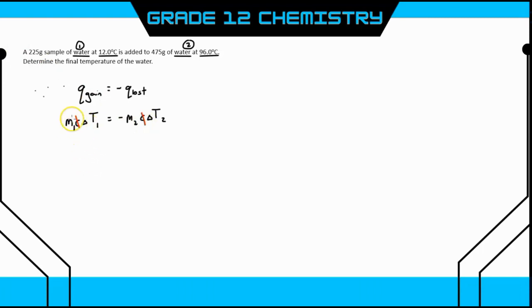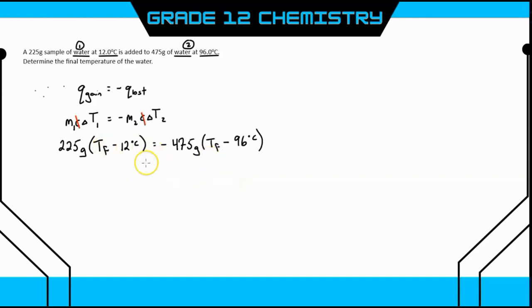So now what we're left with is the first mass, which is 225 grams. Multiplied that by the change in temperature. Change is always final minus initial. So the final we don't know. And the initial for this sample was 12 degrees. And that's going to equal the negative of this mass, 475 grams. Again, we don't know the final temperature, but the initial temperature of our second sample is 96 degrees. And now we just have to rearrange and solve this equation.